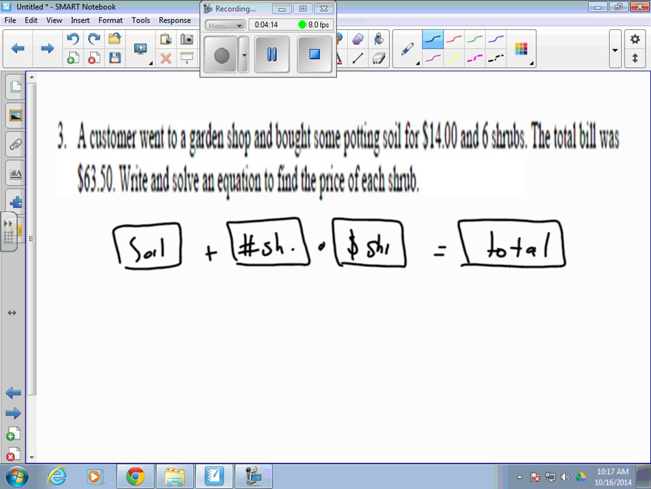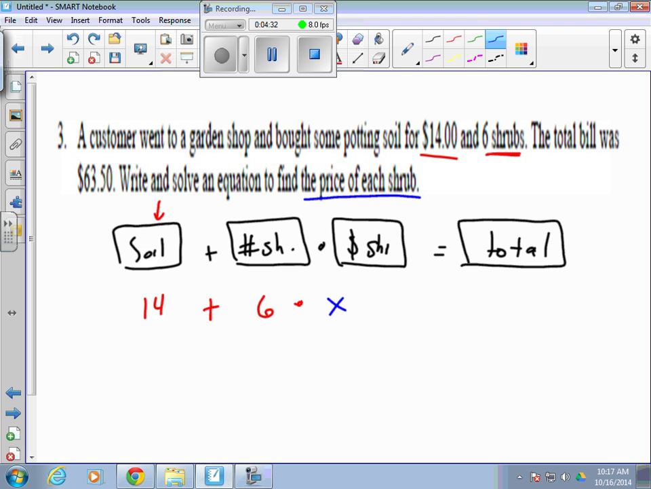We talked a lot about verbal models the last couple of days. So right here, just plug in the values you have. You know it's $14 for the soil, so $14 plus the number of shrubs. There were 6 of them, so 6 times. It says find out how much the price of each shrub costs.